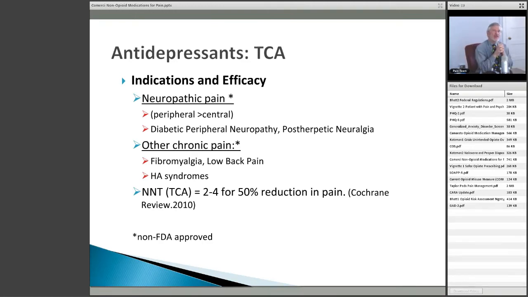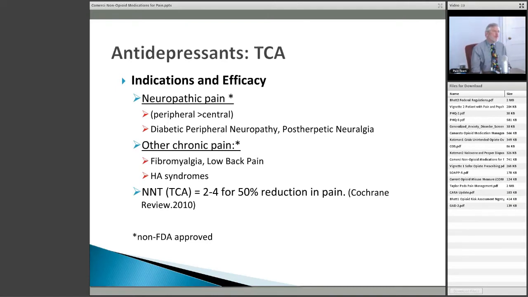So let's talk about TCAs. I grew up with these. I did my residency in the late 80s, and that's all we had, tricyclics. So I got very facile with the use of these, and I love these drugs for neuropathic pain. They're better for peripheral rather than central. We use them for all manner of neuropathic pain. It's my go-to drug after gabapentinoids for neuropathic pain.